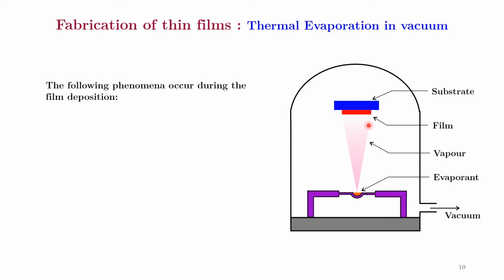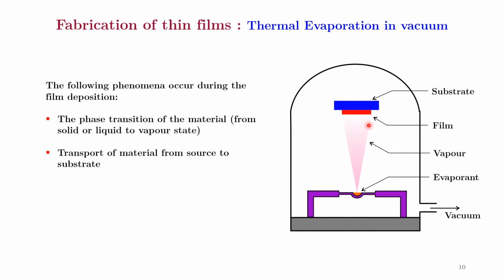The following phenomena occur during the film deposition. The phase transition of the material from solid or liquid to vapor state, transport of the material from the source to the substrate, and the condensation of vapor material on the substrate. What you see here in blue is the substrate on which we have deposited a thin film.